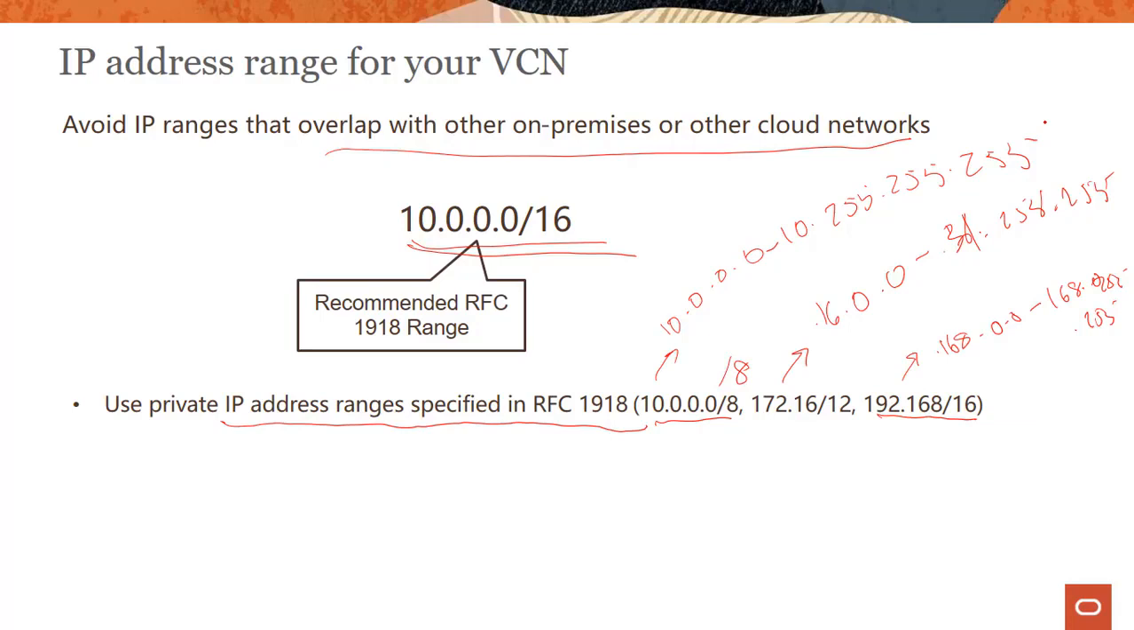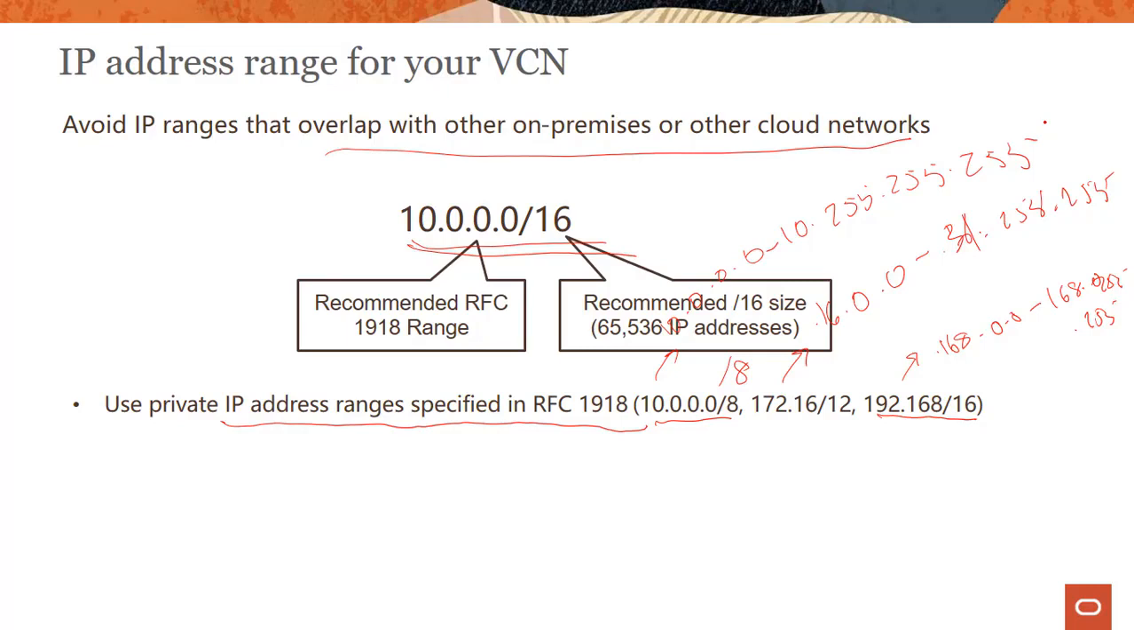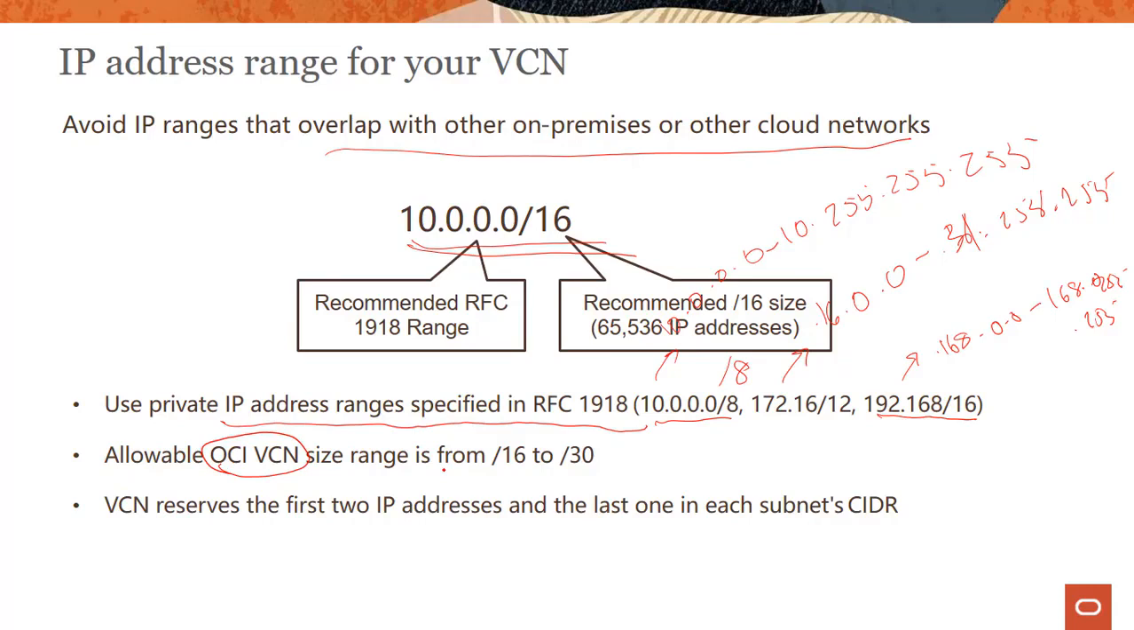One thing to keep in mind, because this comes up a lot of times, is that in an Oracle Cloud Infrastructure VCN, the size we support is /16 to /30. So even though we say use these recommended RFC 1918 ranges, we don't support a /8 range, for example. We only support, and this will come up in the exam also, /16 to /30. And remember, as your subnet mask number becomes bigger, your networks become smaller.